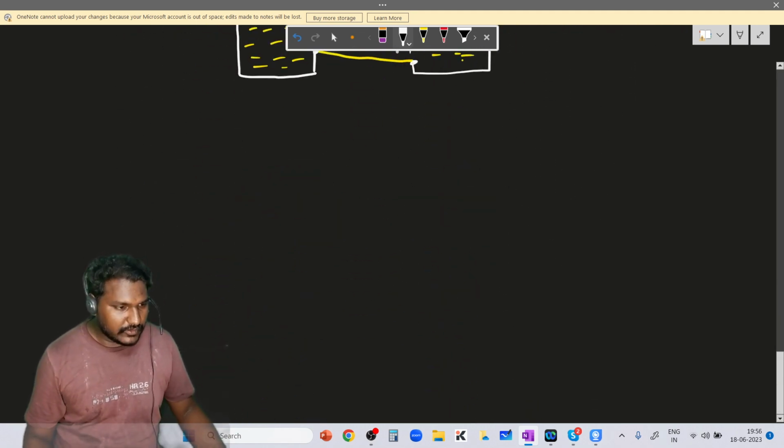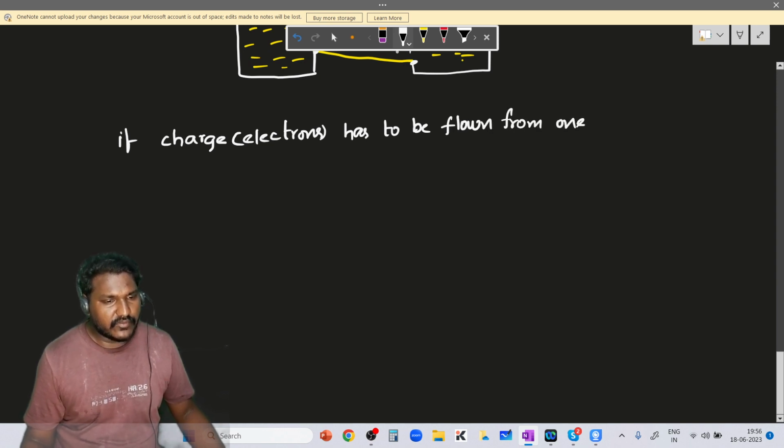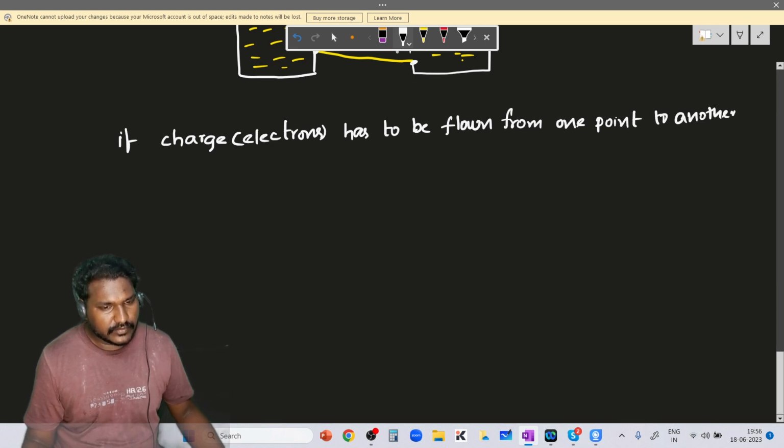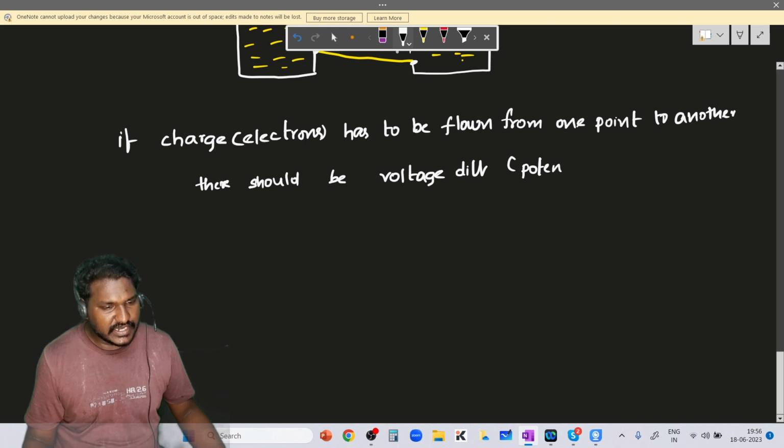So if charge, in brackets I write electrons, if charge or electrons have to flow from one point to another, there should be a voltage difference, which is known as potential difference.